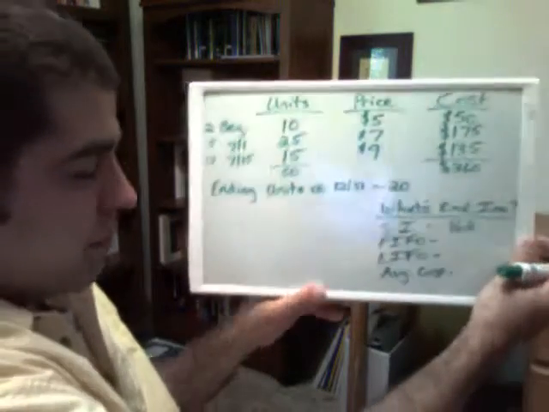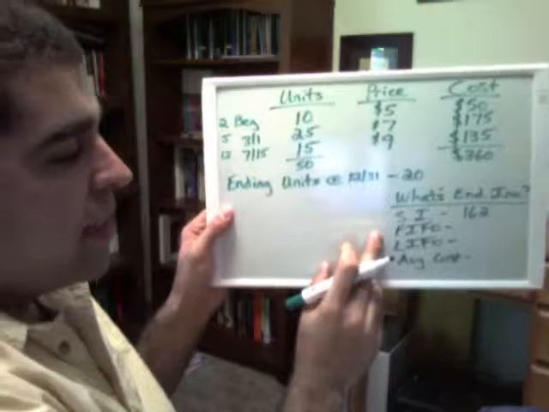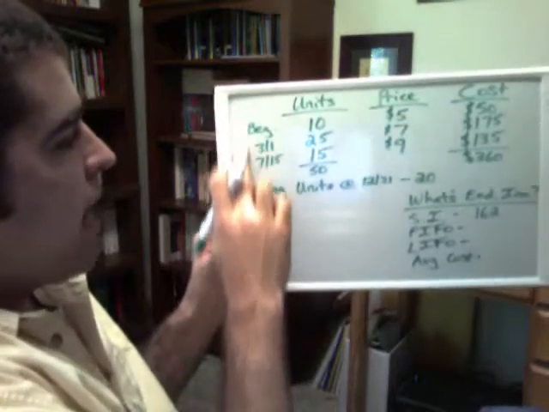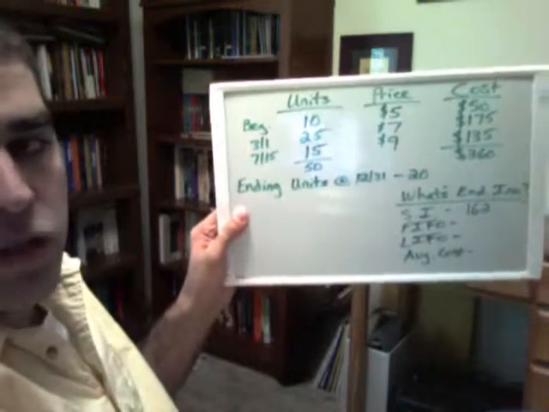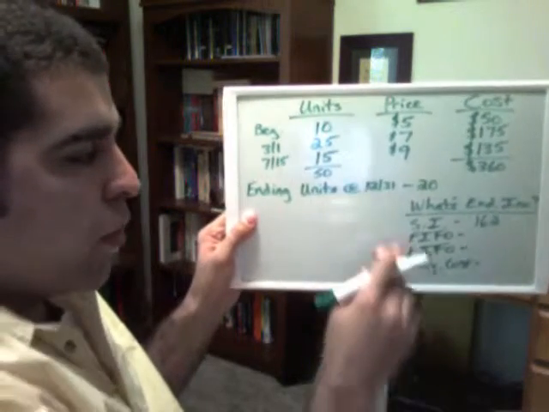What about FIFO? Now, FIFO stands for first in, first out. Essentially what that means is the first items that are coming in are the first items that are sold. That is our assumption. And this is typically what most companies assume, is FIFO.